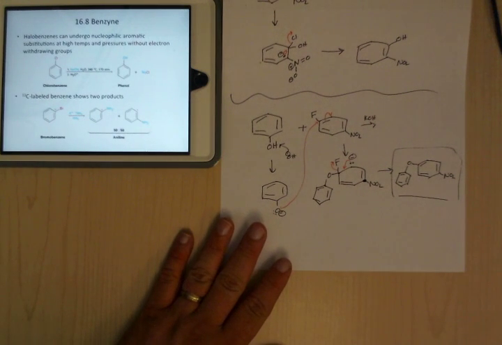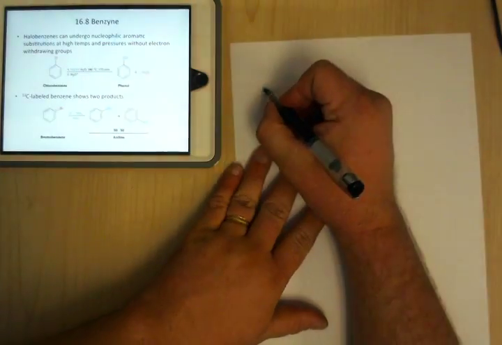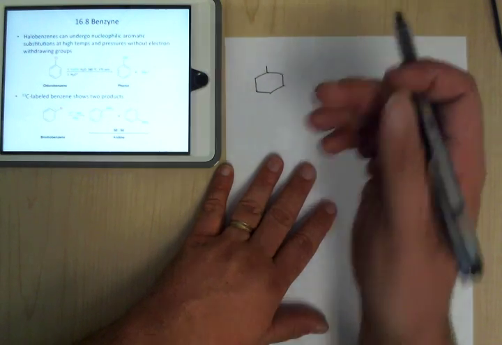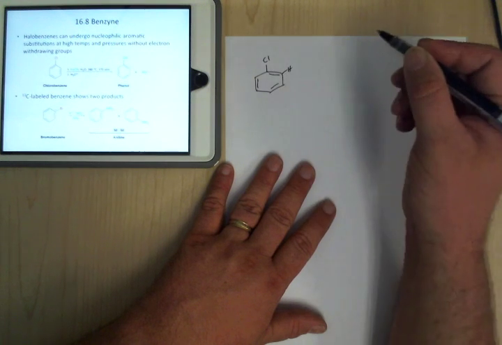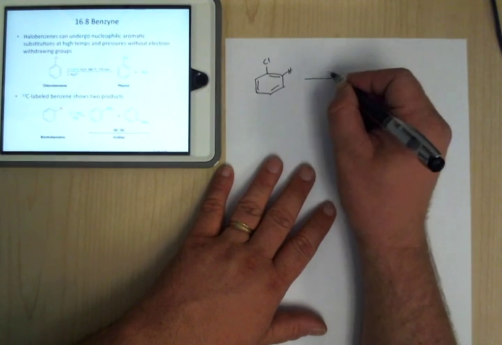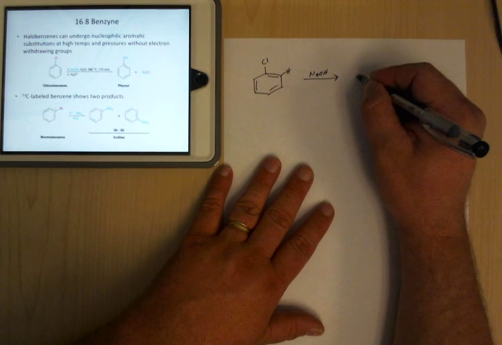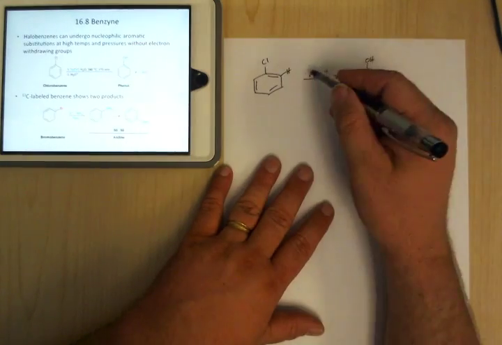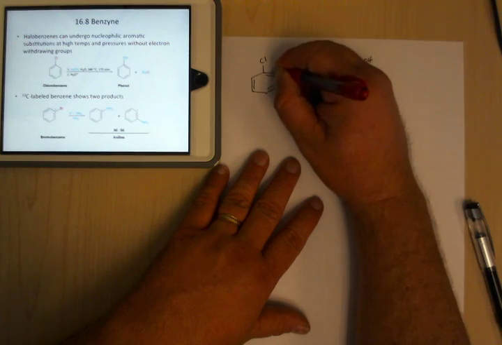Okay, benzyne. This is one of those things where it's a little bit quirky. We're not really going to talk about it much. But what people have observed is that when you do something like this under pretty nasty, really forcing conditions, you get substitution. This is pretty rare, but it can happen.